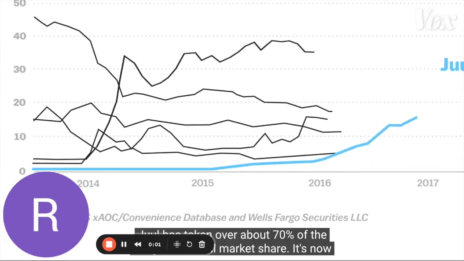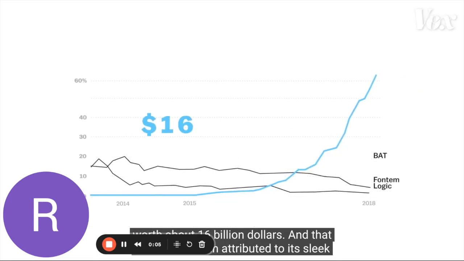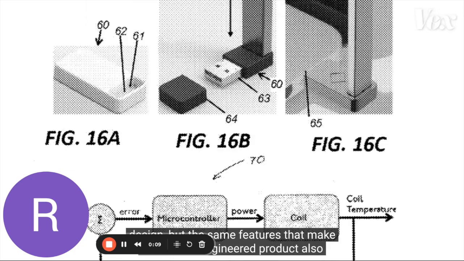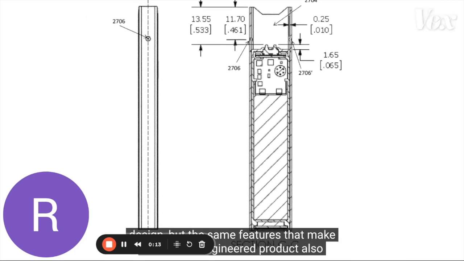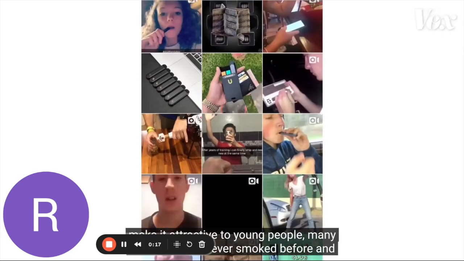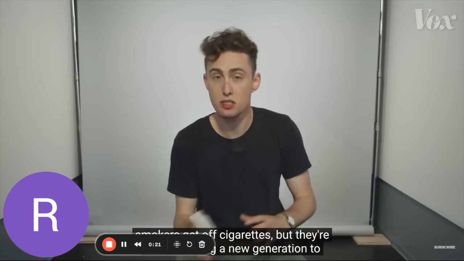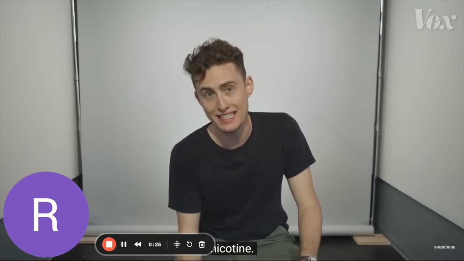Juul has taken over about 70% of the e-cigarette retail market share. It's now worth about $16 billion, and that success is often attributed to its sleek design. But the same features that make Juul a well-engineered product also make it attractive to young people, many of whom have never smoked before. And that has people worried, because devices like Juul might be designed to help smokers get off cigarettes, but they're also addicting a new generation to nicotine.